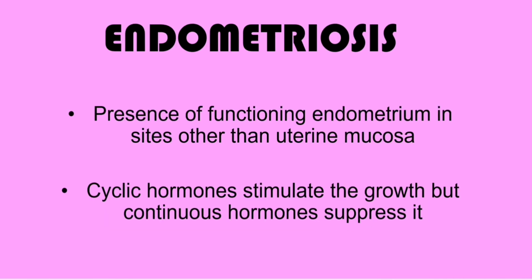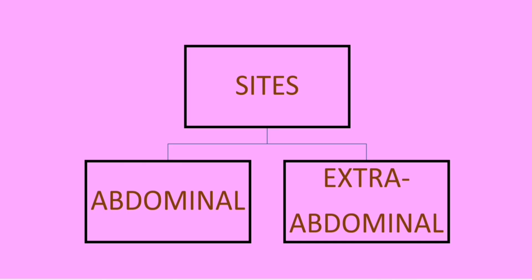Endometriosis. It is a condition in which there will be presence of functioning endometrium in sites other than uterine mucosa. Influence of cyclic hormones will stimulate the growth, but under the effect of continuous hormone, it will get suppressed. Now let's see the sites. It can be abdominal or extra-abdominal.